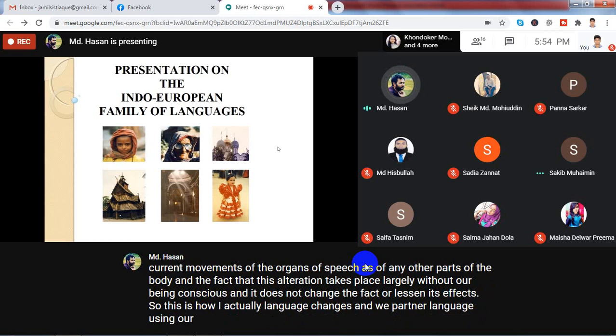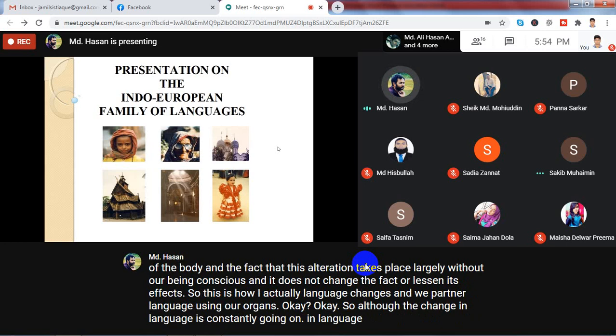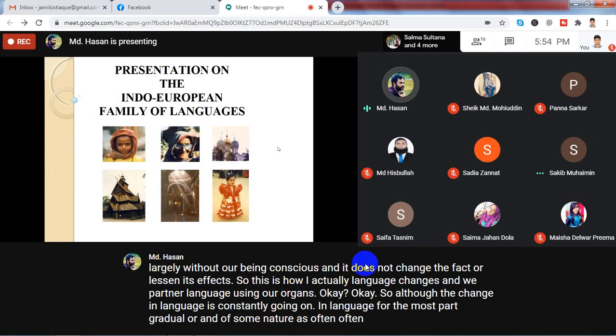Although the change in language is constantly going on, for the most part it is gradual and of such a nature as often to escape the notice of those in whose speech it is taking place.